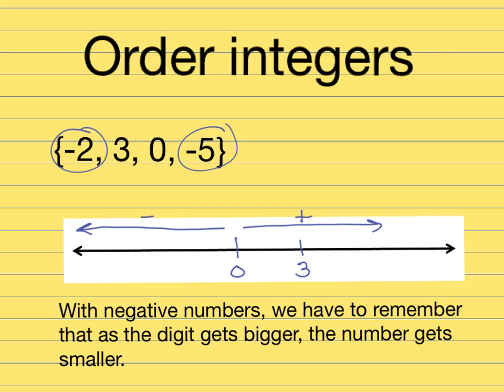So this is where absolute value can also help us to visualize where we should graph a number. -2. All right, let's think absolute value. -2 is two values away from 0. So this would be -1, right? Here's -2. Let's graph it. Now we have to keep going. -3, -4. Oh, here's where -5 is. So even though 5 is a bigger digit, it's actually smaller or has a lesser value than -2.